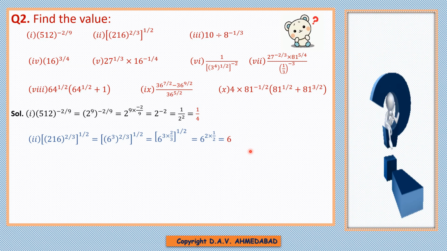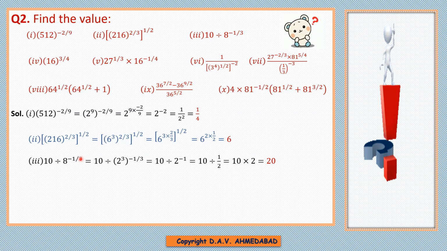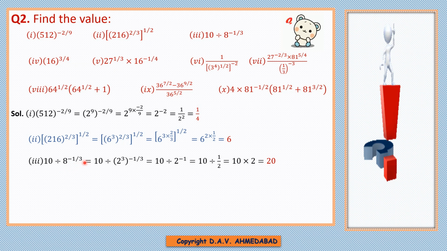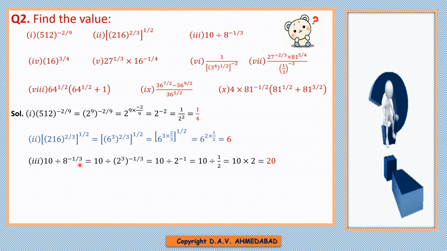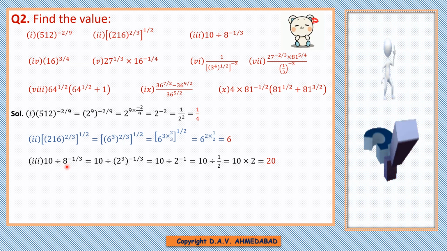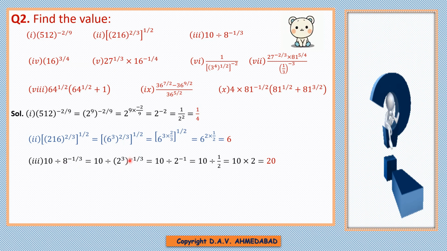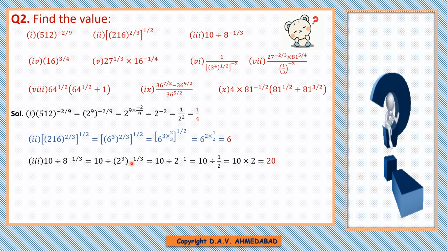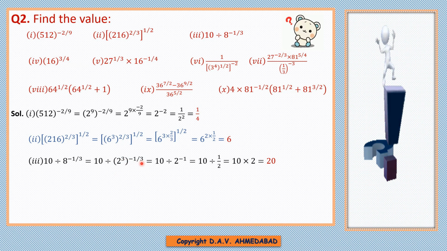Now let's see what is the next question. 10 divided by 8 raised to the power minus 1 by 3. I hope now everyone is knowing what to do. Denominator is 3. So what you will write? Yes, we will write 8 as 2 cube. Now you understood, children. So 10 divided by 2 cube whole raised to the power minus 1 by 3.